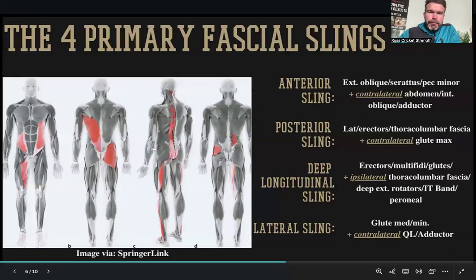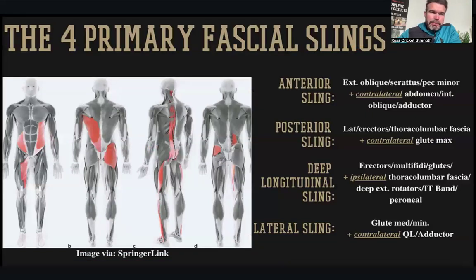Okay, so the four main fascial slings, with a little bit of pictorial evidence around it. We've got the anterior sling. Okay, so we've got your external oblique, serratus, pec minor, the contralateral abdomen, oblique, adductor, and just talking through those muscles, there's a lot going on there. So understanding, serratus, a massive throwing muscle, pec minor, massive throwing muscle. The external oblique and the contralateral abdomen. So we're going across the body there.